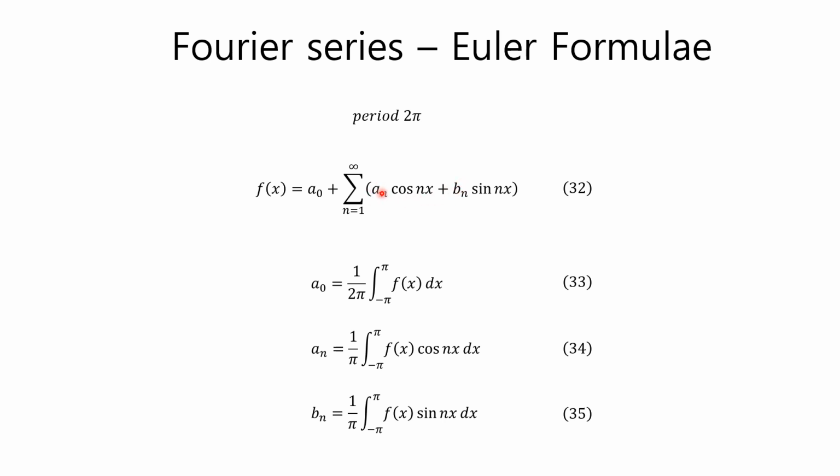The constant a0 can be obtained from equation 33, and the constant value an of the cosine function can be obtained from equation 34. Additionally, the constant value bn of the sine function can be obtained from equation 35. Equation 33, equation 34, and equation 35, which calculate the Fourier constant value, are called Euler formulas.